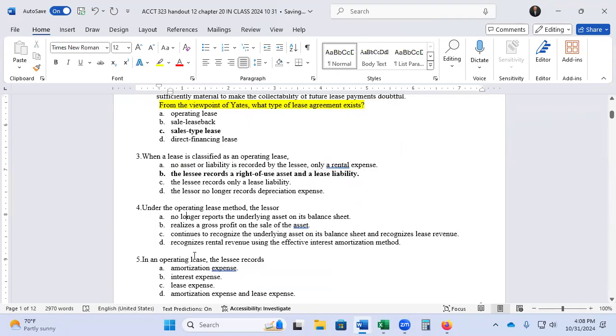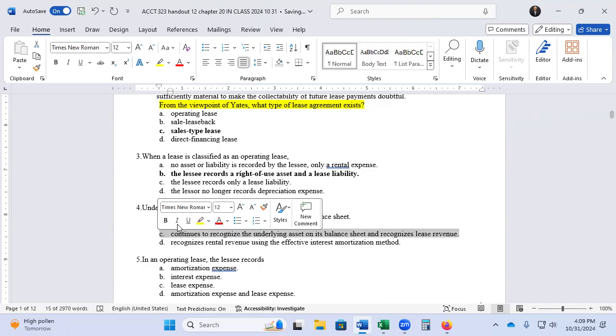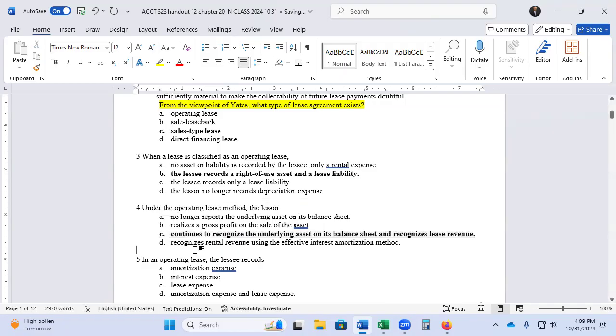Under the operating lease method, the lessor, so now we're talking about who's leasing it out, no longer reports the underlying asset on its balance sheet. So that's not true because we didn't transfer it. Realizes the gross profit on sale of asset? No, because we're not transferring that. Continues to recognize the underlying asset on its balance sheet and recognizes lease revenue. So that's C.